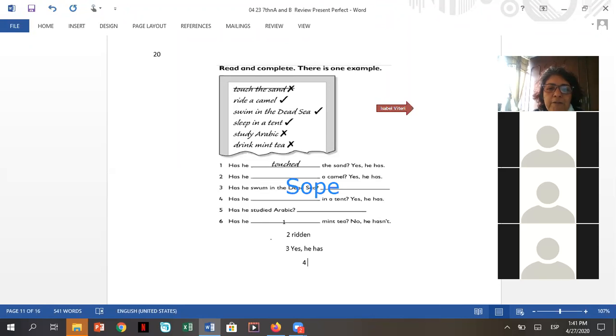Okay, number four. What is number four? Slept. Here it is slept. In a tent. A tent. Yes, he has. Number five. No, he hasn't. Could you read the question, please? Has he studied Arabic? No, he hasn't. And number six. Has he drunk? Okay, yes, number 19. No, he hasn't.